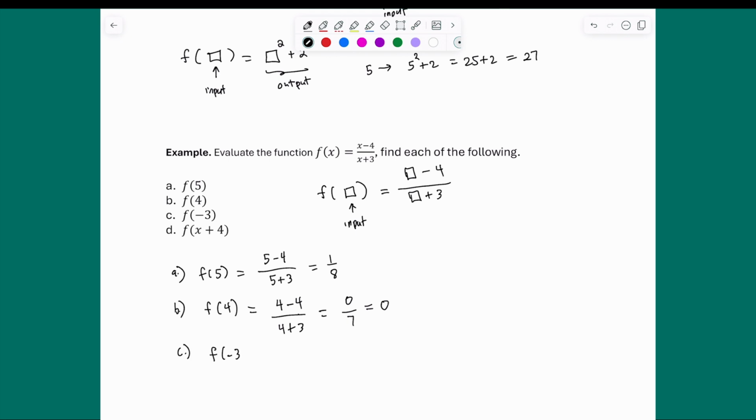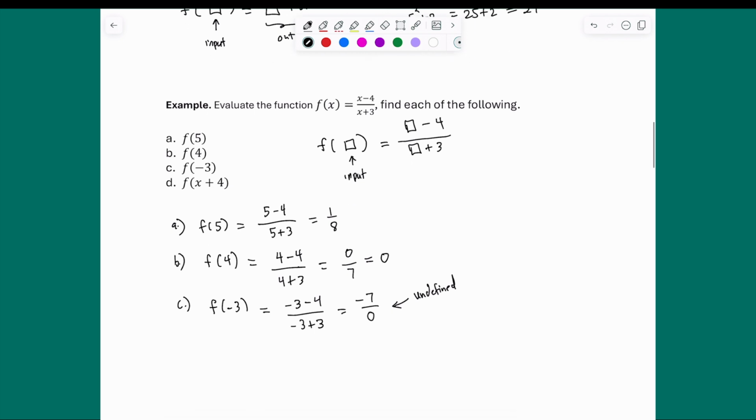f of negative 3, so this time we have an input of negative 3. We have negative 3 minus 4 over, back up there, negative 3 plus 3, to get negative 7 over 0. This is undefined. We can't divide by 0. So not all inputs make sense, and so negative 3 would not be part of the domain of this function.